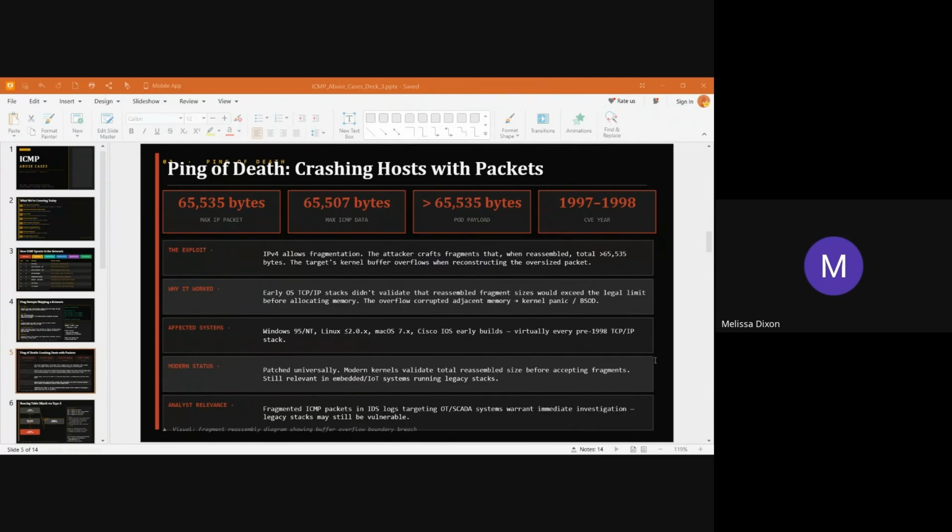So we'll do the math here on this. The maximum IP packet is supposed to be 65,535 bytes. That's right here. An IP header is 20 bytes. ICMP header, 8 bytes. The maximum legal ICMP data is 65,507 bytes, right? An attacker sends fragments that reconstruct to greater than 65,535 bytes, which is an illegal total, but each fragment is individually legal.